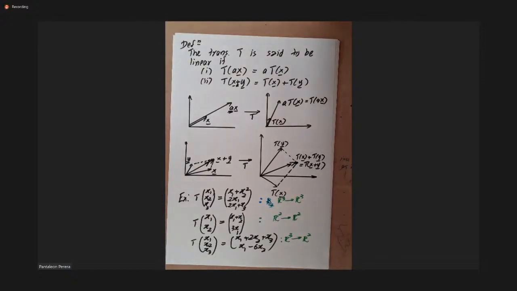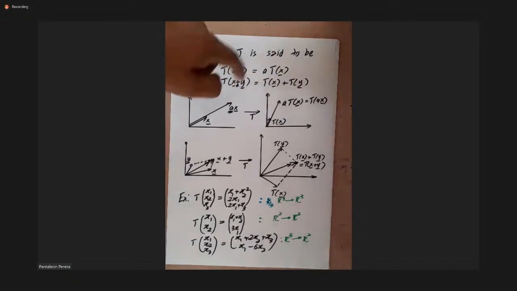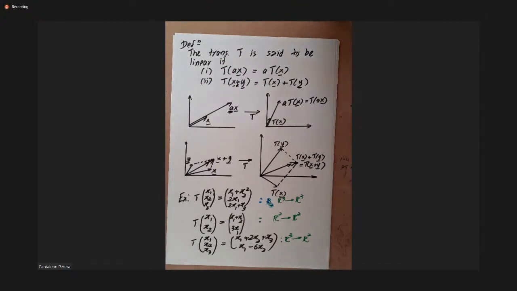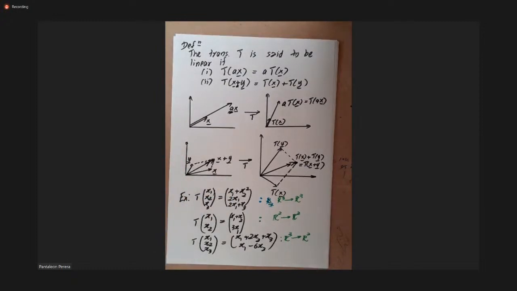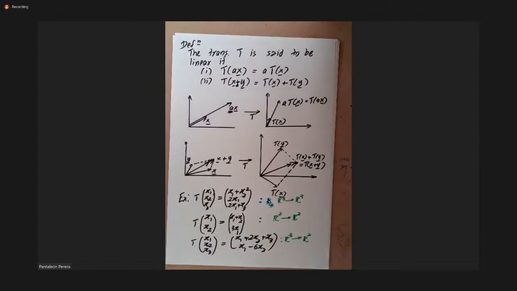Okay, this is how you do it. Remember, if it is linear, you can use the definition to prove it, but you don't have to. This is how you do it. You take these pieces. There are three pieces here, and two pieces there. If the transform is linear, each component should be a linear expression.